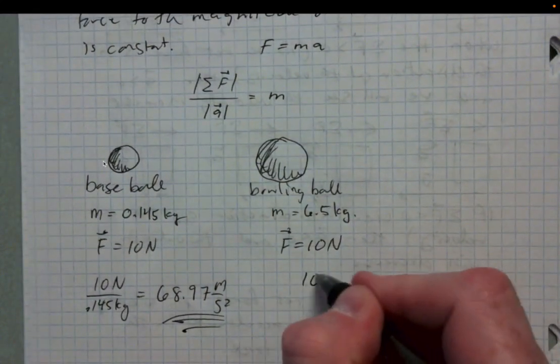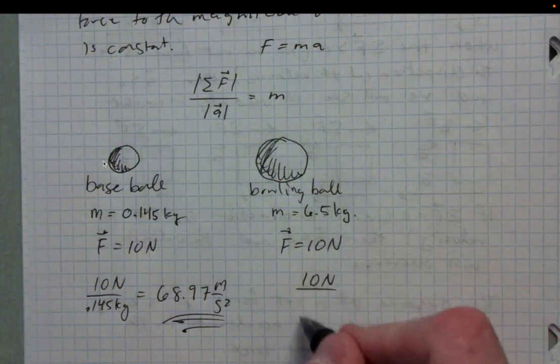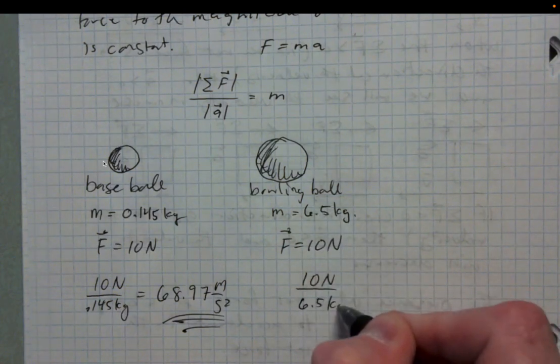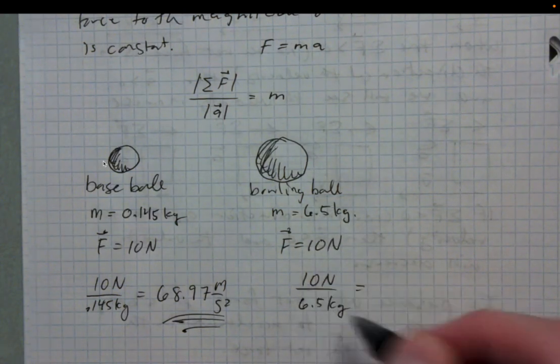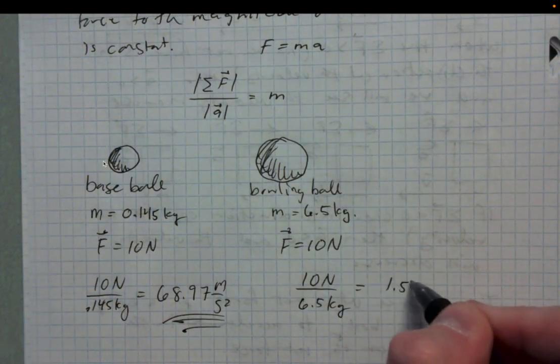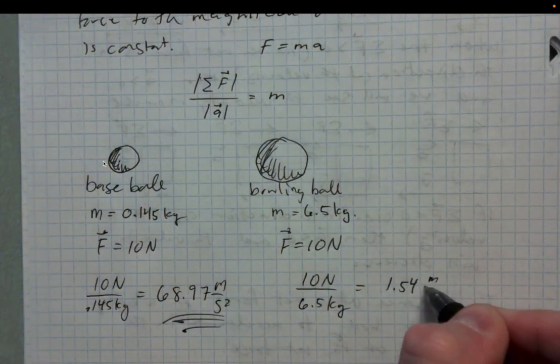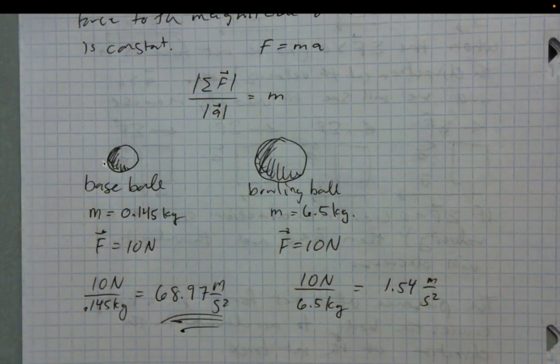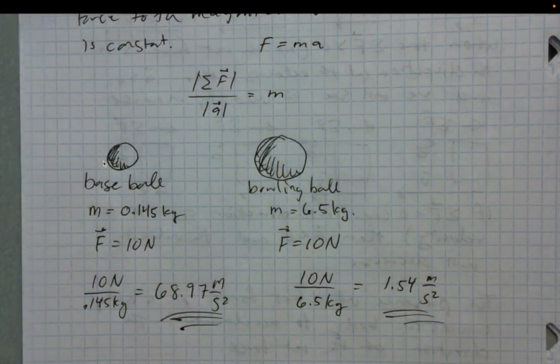Now over here, same force, different mass, 6.5 kilograms. When I do that division, the acceleration I get over here is quite a bit smaller, 1.5 meters per second squared. So given the same force, the acceleration of the baseball is significantly larger, because the bowling ball is more massive: it has more resistance to being accelerated, it has more inertia.